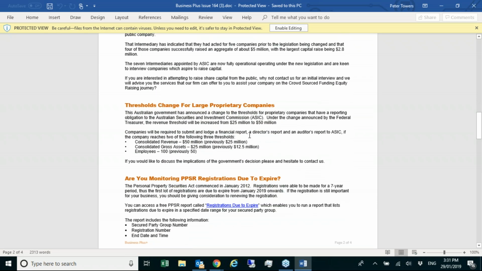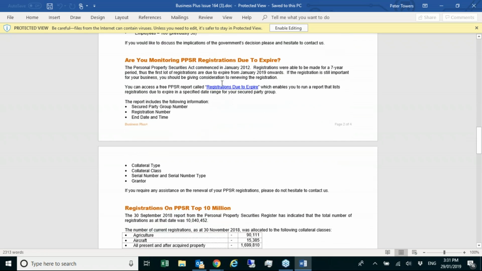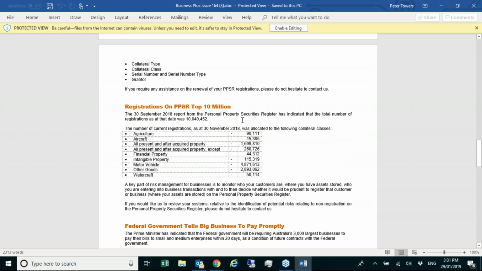The thresholds for large proprietary companies are proposed to change from July 1, so we put that in. We talked about the PPSR, especially the 7-year initial registration period, ending basically today or tomorrow, I think, the 30th. We also published the PPSR top 10 million registrations, to try to alert businesses that a lot of people are registering on the PPSR, but if they're not doing so, perhaps they should be thinking about it and talking to you about it.